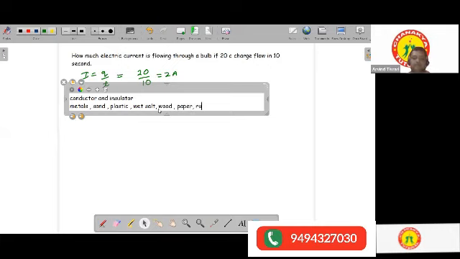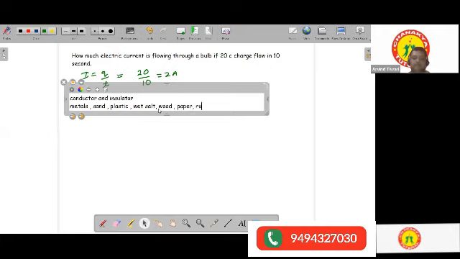So what can we say about the metals? Are they conductors? Yes. Metals are conductors. Sand is an insulator. Plastic is an insulator. Wet salt is a conductor. Wood is an insulator. Paper is an insulator. Rubber is an insulator. And a blade is a conductor. So we can easily identify which substances are good conductors. If the substances are made up of metal, they will be good conductors.